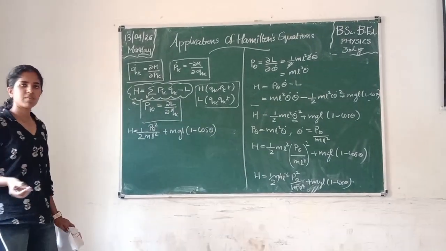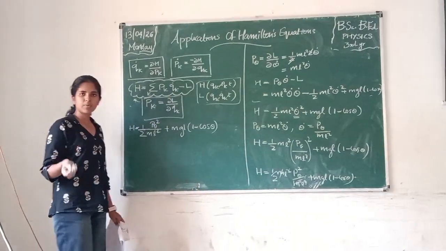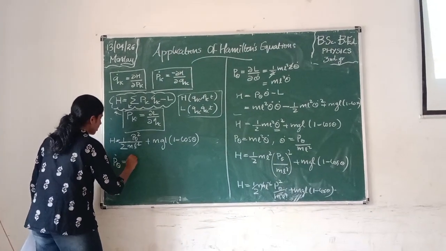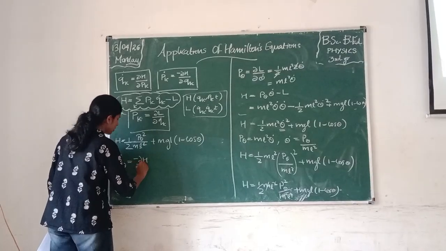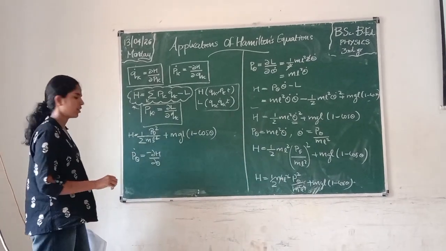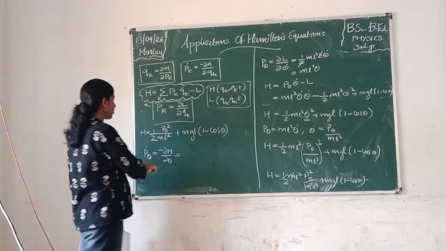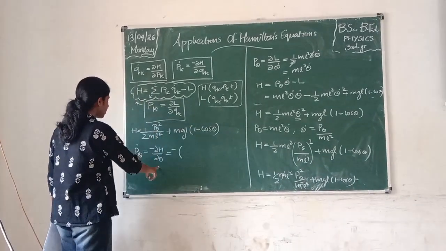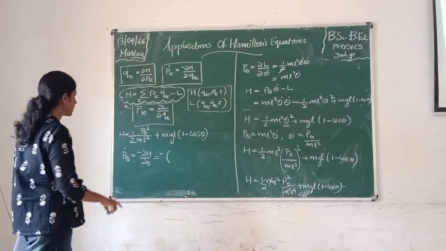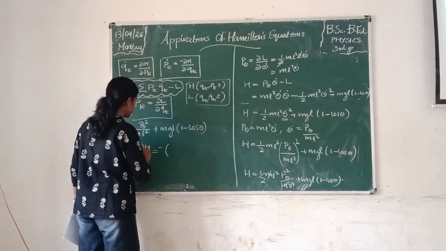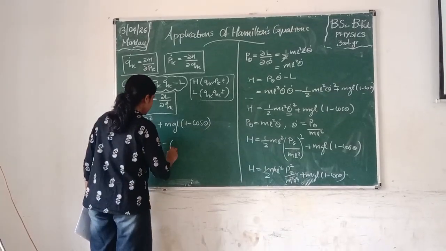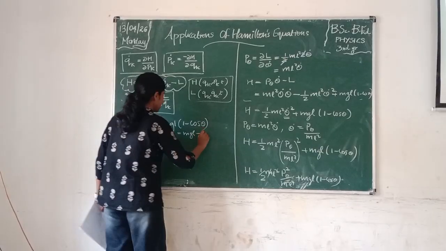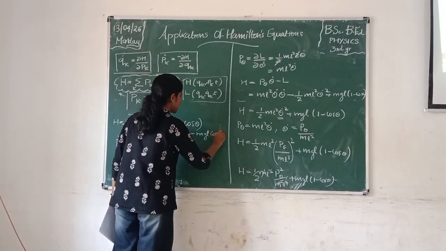So what is the next step we want to do? Next we want to find the Hamilton's equation. So p theta dot is equal to minus dou h by dou theta. Okay. So here minus dou h by dou theta. What is it? Minus of, in terms of theta we are differentiating, right? So minus of this will be mgl minus mgl cos theta.